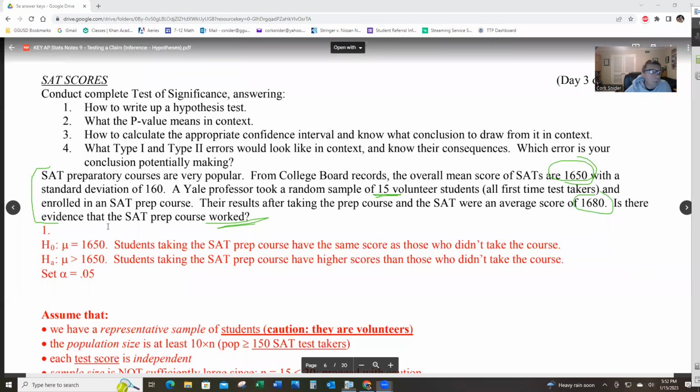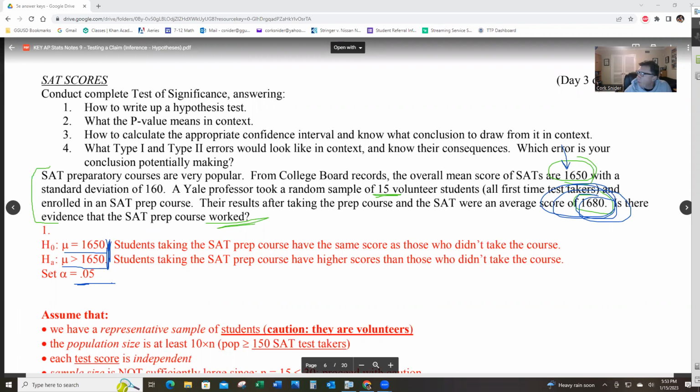So the first thing we're going to do is write out H0 and Ha. In this case, H0 is going to be mu is 1650: students taking the SAT prep course have the same score as those who didn't. And Ha is that it works, so mu is higher than 1650. Again, this goes in H0 and Ha. This does not; this is the test statistic. Always in H0, it's the same number written. Okay, and we're going to set alpha as 0.05 again.